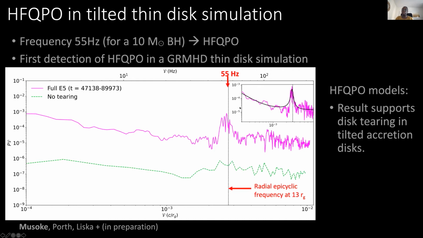Fitting power law profiles and a Lorentzian to the spectra, as shown in the inset on the right, we also obtain a QPO quality factor of 11.3. So the high frequency QPO is produced around the location at which the disk tears, which supports the idea that high frequency QPOs can possibly be produced by disk tearing and tilted accretion flows. This result provides the first detection that we know of a high frequency QPO in a GRMHD simulation of a thin tilted accretion disk.